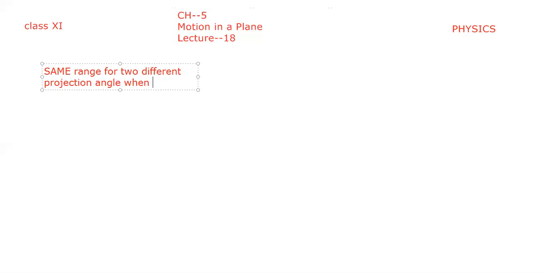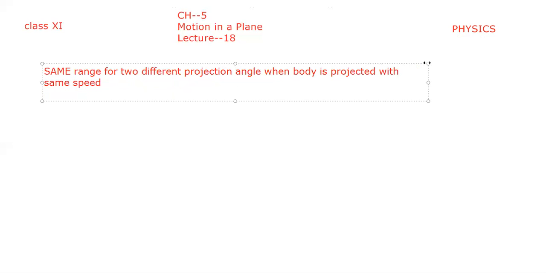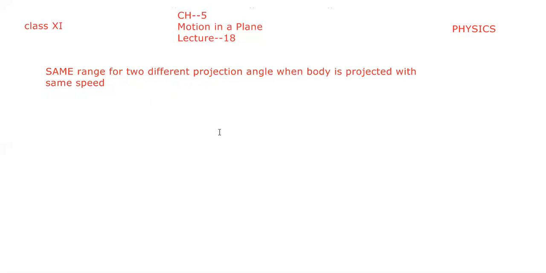When a body is projected with the same speed. Okay, so getting my point? How do we get the same range for two different projection angles if they are projected with the same projection speed?